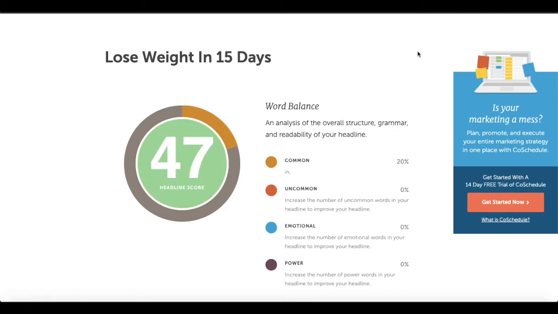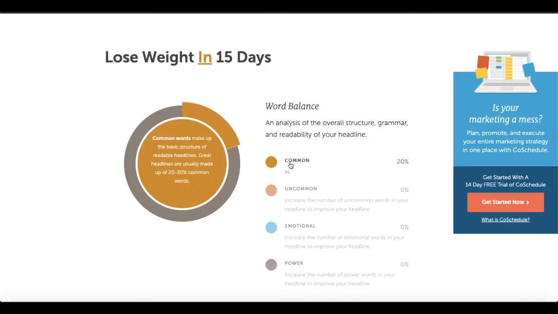So you can see that my headline score is 47. It is basically a combination of common words, uncommon words, emotional words, as well as power words. So what are common words? Common words make up the basic structure of readable headlines. It should generally be between 20 to 30%. In my case it is 20%, so I'm good to go with common words, and the common word is "in". It can be "in", "at", words like that.